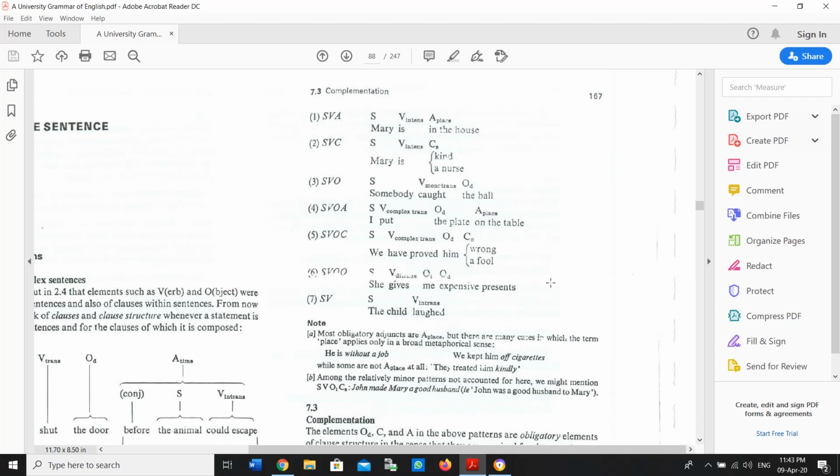Now, Quirk and Greenbaum mentioned that we have actually 7 types of sentences. But one might ask, are these the only types? Are there no other types of sentences? Of course, there are other types mentioned by other writers, but these are the basic 7 types of sentences mentioned by Quirk and Greenbaum. So according to them, these are the basic types, and there might be other types, but they are not basic. These are the only basic 7 types of sentences.